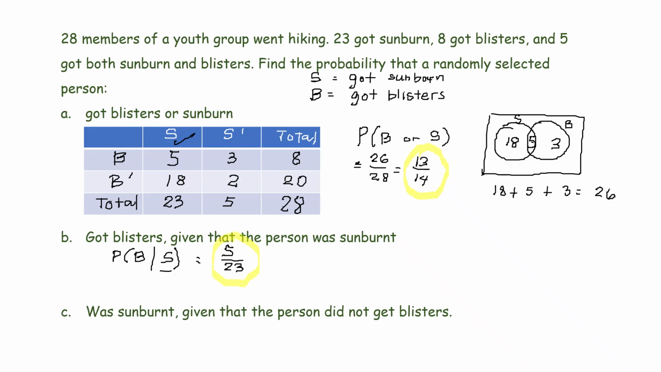And for letter C, was sunburnt given that the person did not get blisters. The notation is the probability of S given that they did not get blisters. So look at no blisters. For this no blisters, look at the total of this. We got 20. So that's your denominator. And from this out of 20, look at S. That's 18. So 18 over 20, or 9 over 10. That's our answer.